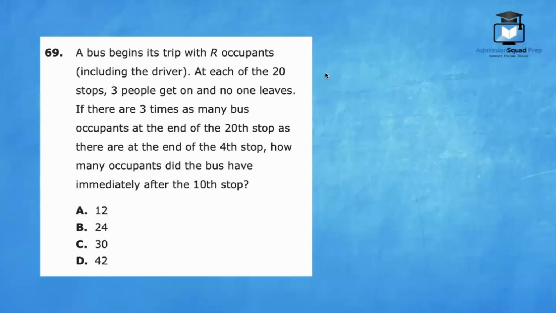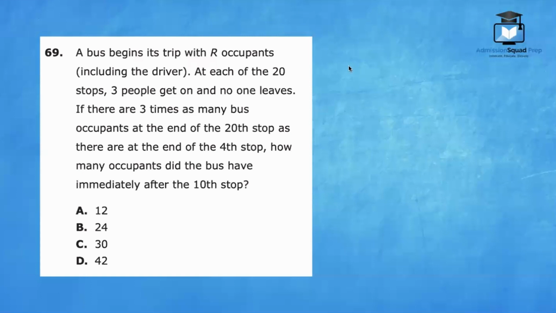Number 69, a bus begins its trip with R occupants, including the driver. At each of the 20 stops, 3 people get on and no one leaves. If there are 3 times as many bus occupants at the end of the 20th stop as there are at the end of the 4th stop, how many occupants did the bus have immediately after the 10th stop?